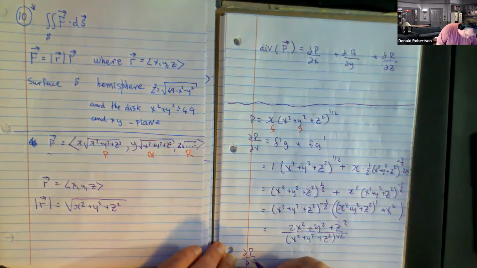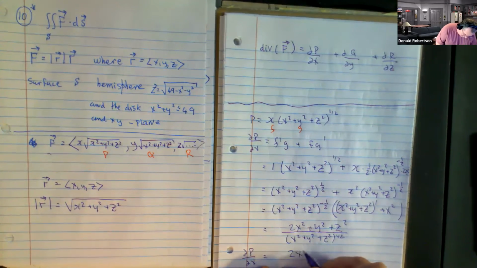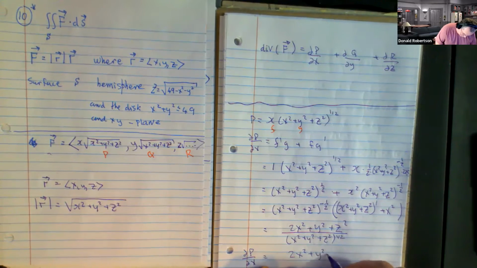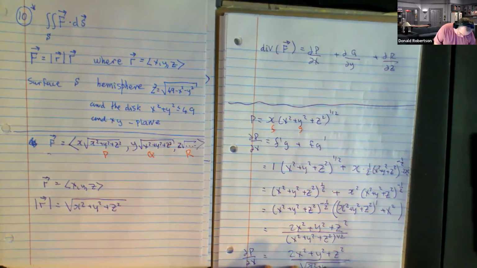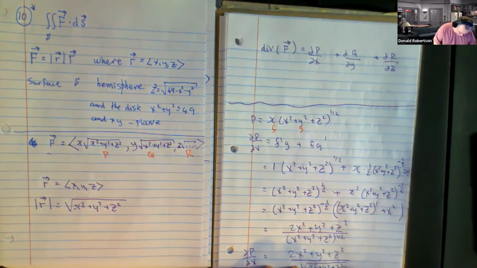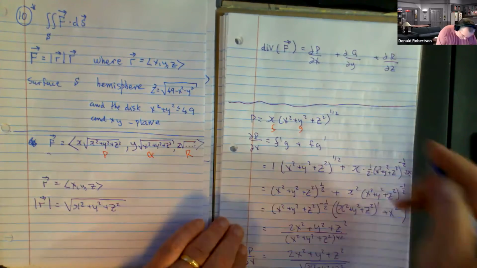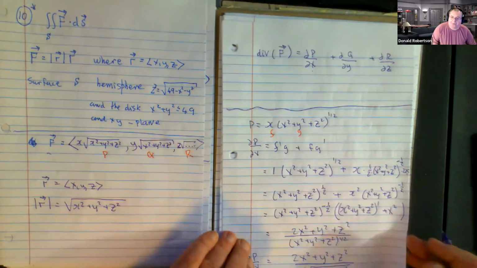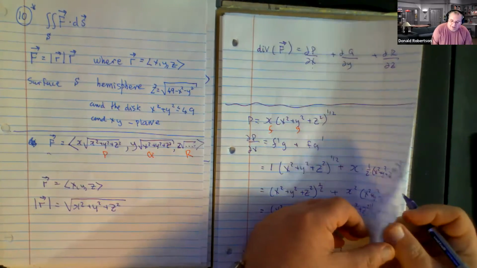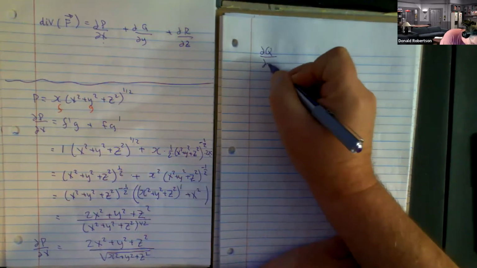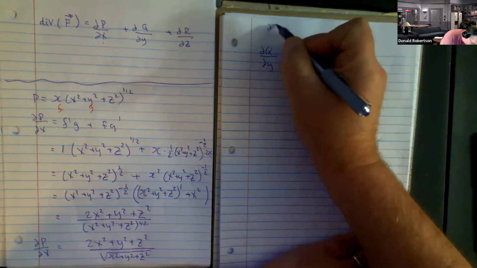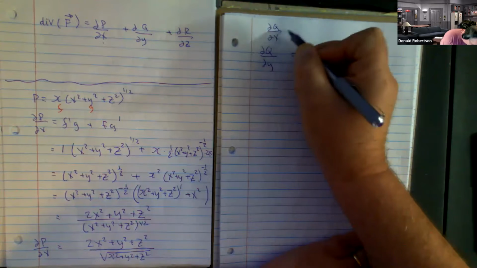And after all that hard work, we have 2x squared plus y squared plus z squared all over the square root of x squared plus y squared plus z squared. And that was only to find that guy. I do not want to do that again. I need to find what that guy is equal to. I already know what this one is equal to.